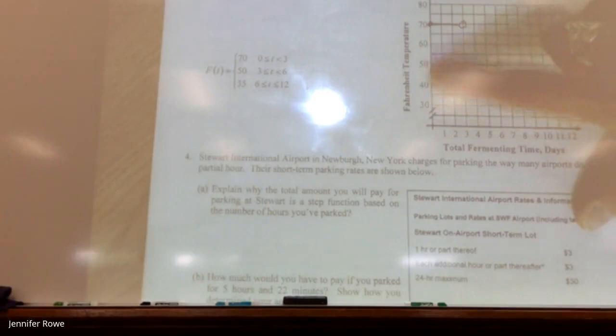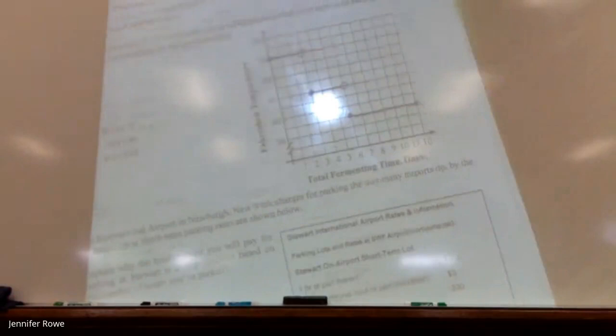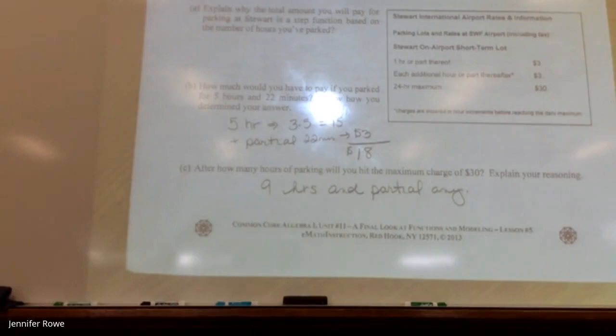All right. Number 4 was the one that people were asking me about. Stewart International Airport at Newburgh. And by the way, this really does happen at airports. New York charges for parking the way many airports do, by the partial hour. Their short-term parking rates are shown below. Explain why the total amount you will pay for parking at Stewart is a step function based on the number of hours you park. Why is it a step function?